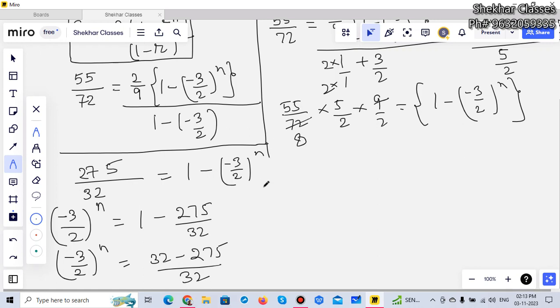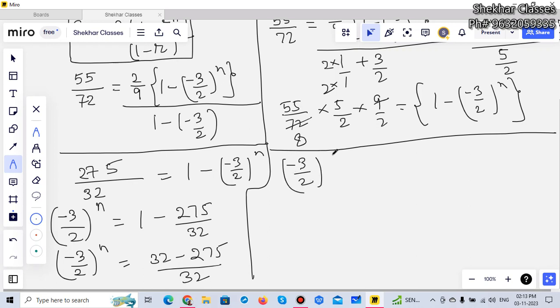So let's solve it here. So here it would be minus 3 by 2, the whole power n is equal to, if we subtract 27 from 32, how much do we get? 7 minus 2 is 5 and 3 minus 2 is 1... It will have a minus sign, because this is a bigger number, so minus upon 32.